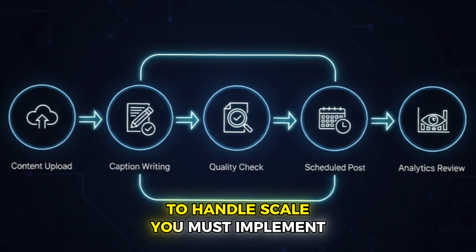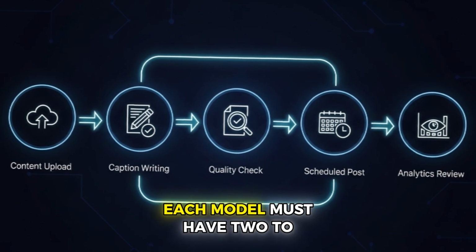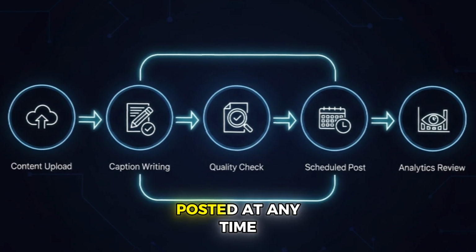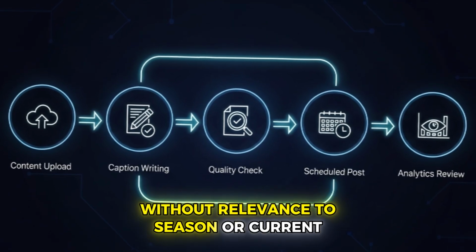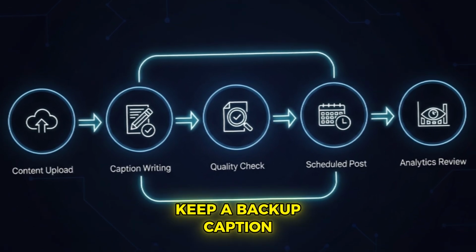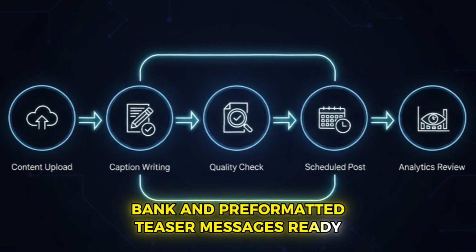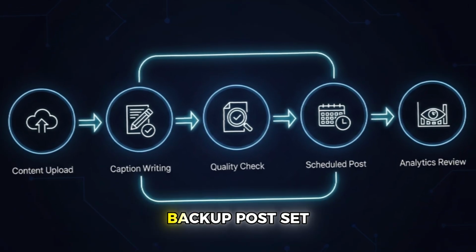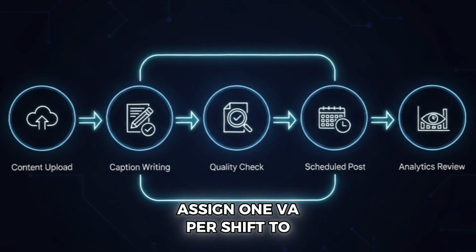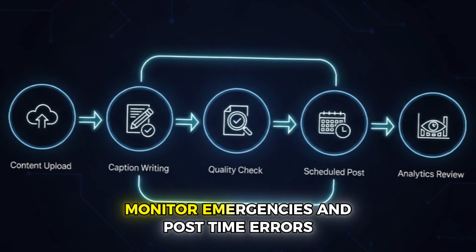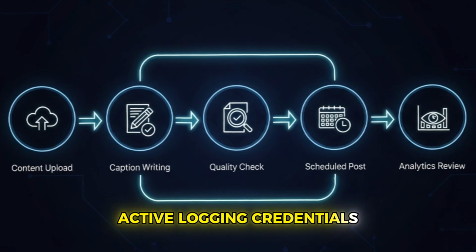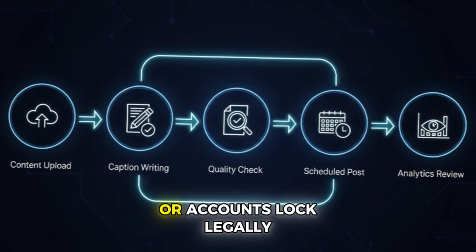To handle scale, you must implement redundancy. Each model must have 2 to 3 weeks of evergreen content, photos or videos that can be posted at any time without relevance to season or current events. Keep a backup caption bank and pre-formatted teaser messages ready to go. If a creator misses a week of uploads, the system should auto-trigger a backup post set from the evergreen vault. Assign 1 VA per shift to monitor emergencies and post-time errors. Always keep a spare device and active login credentials in case the automation system fails or accounts lock.